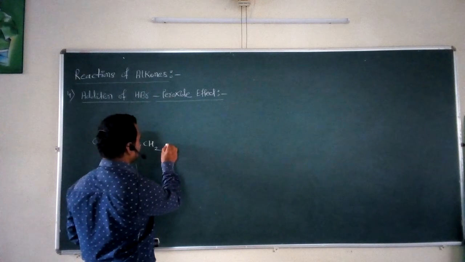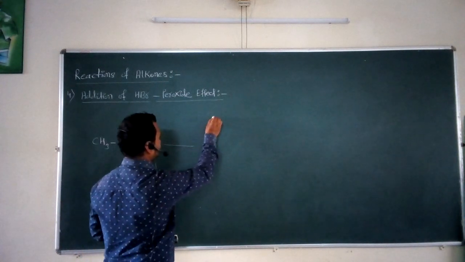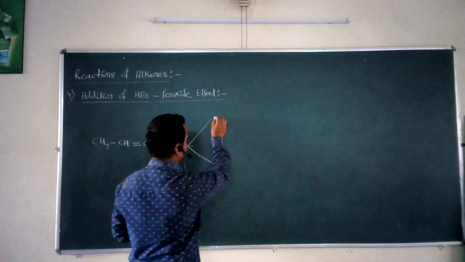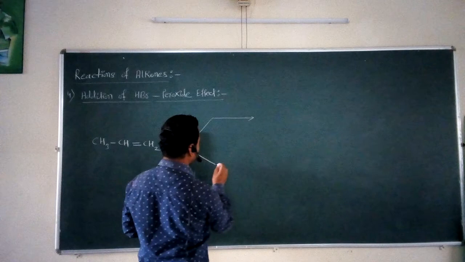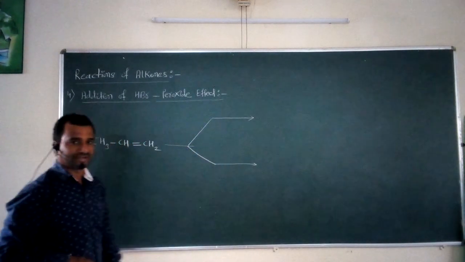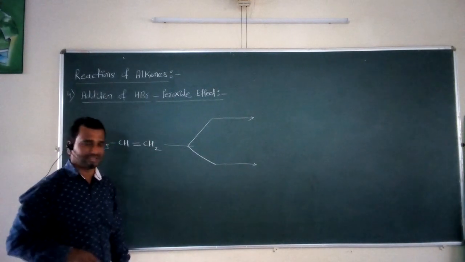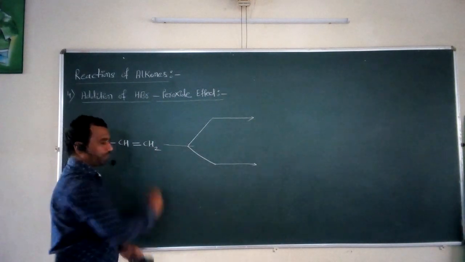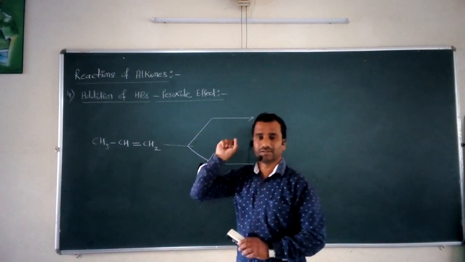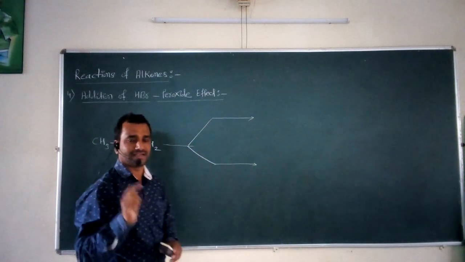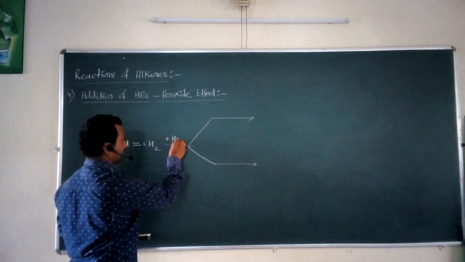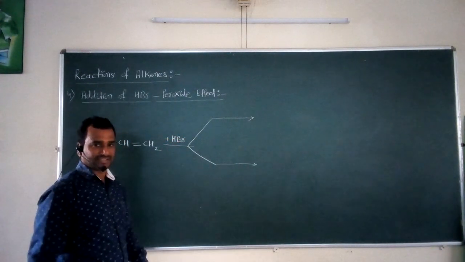Now this reaction is studied under two different headings or two different conditions. The same reaction can be studied under two different conditions, so two different cases we have to take into consideration. Now this is our propene molecule. On this propene molecule we have to add HBr, hydrogen bromide. No doubt this is called the addition type of reaction. So I write here plus HBr.